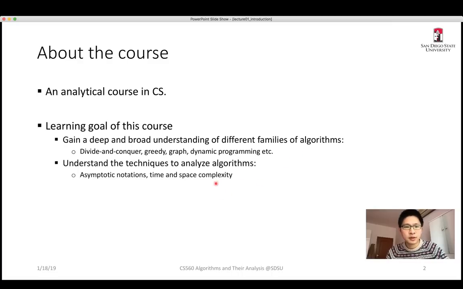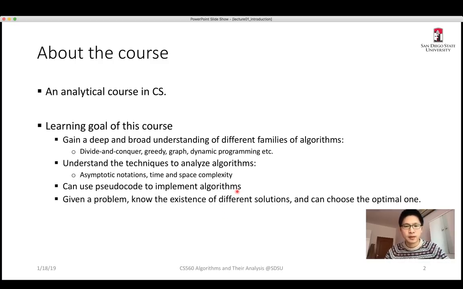Second, you should understand the techniques that are commonly used to analyze the performance of different algorithms. For example, the asymptotic notations, which are frequently used to analyze the time and space complexity of algorithms. Third, you should be able to use pseudocode to implement algorithms that are directly covered or related to the algorithms introduced in this course.